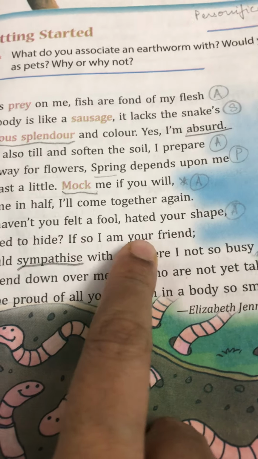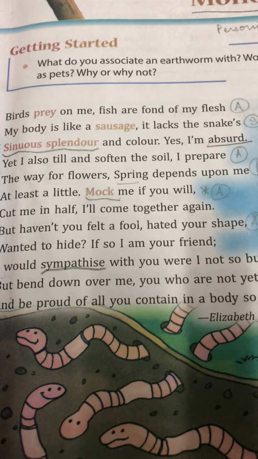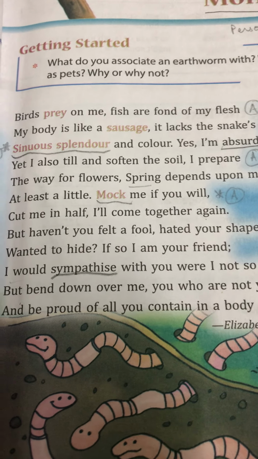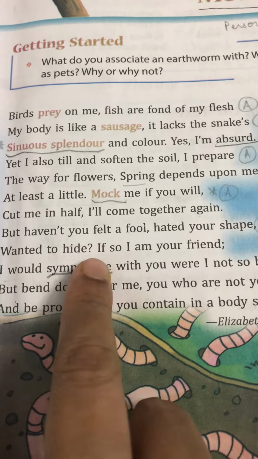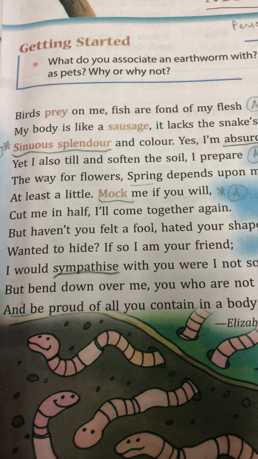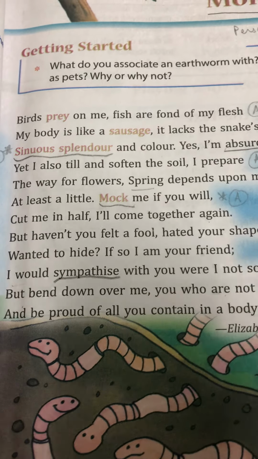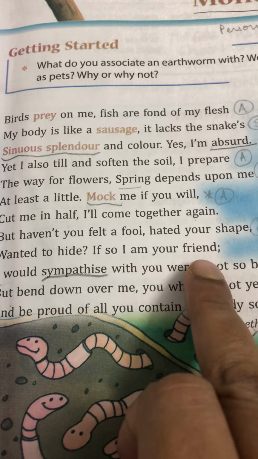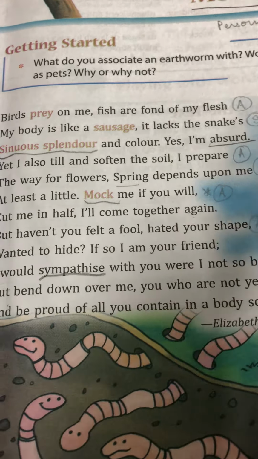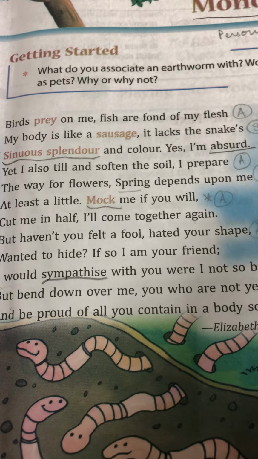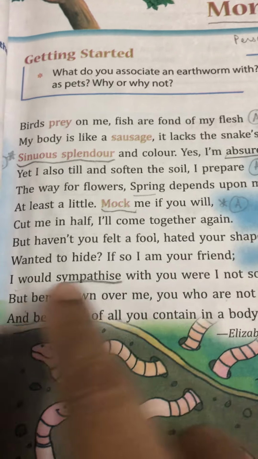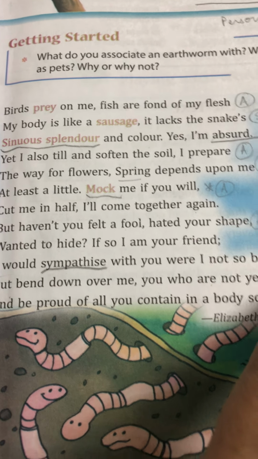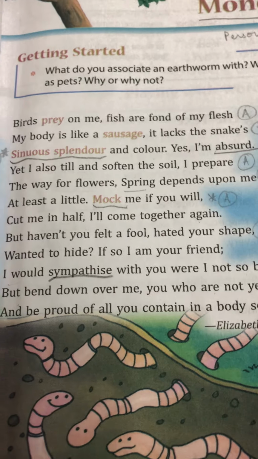But haven't you felt a fool, hated your shape? Have you ever felt that you hate your shape, or by doing so, don't you think that you are just making yourself a fool? You wanted to hide something, your shape or your dish-shaped body or your dark complexion, whichever way you have been brought to this earth, you are born on this earth, you want to hide? If so, it is a foolish act. If so, I can assure you, the earthworm is saying, I am your friend. I am there to sympathize with you. And I am not so busy that I will leave you in a hurry just for the sake of my work.